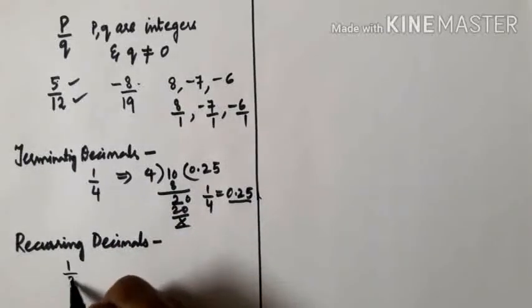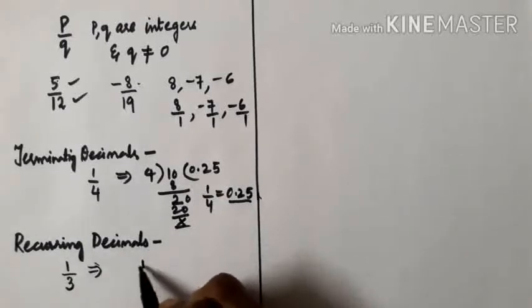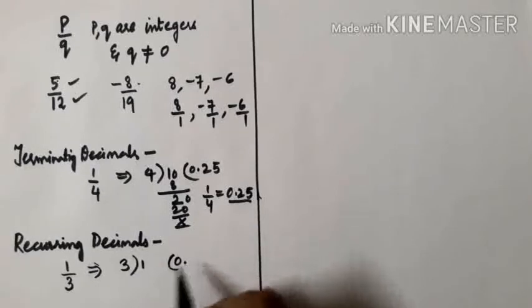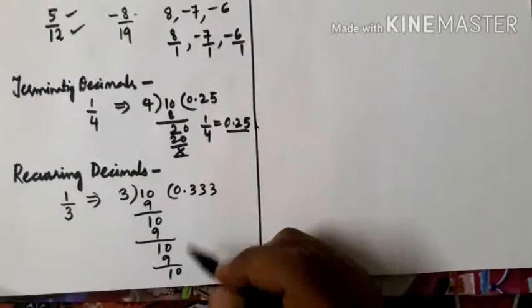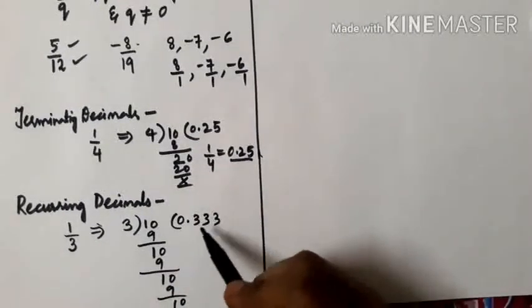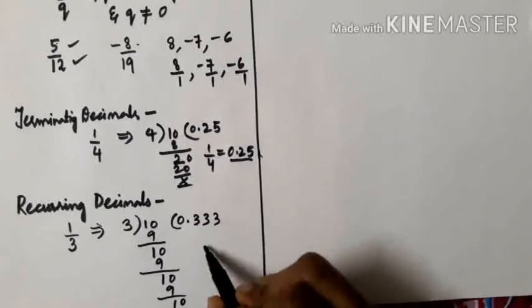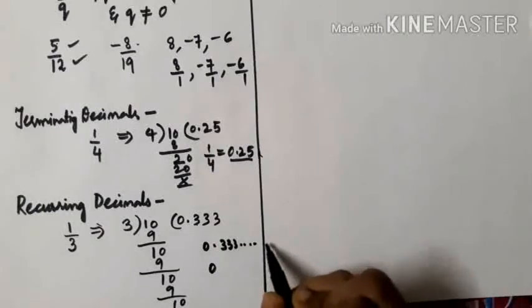Suppose I have, for example, 1 by 3. How can I express this? I just divide by 3, then here 0 point, 0 I am putting, then 3 3s is 9, then again 1 is remaining, then again 0, 3 3s is 9, then again 1, then again 0, 3 3s is 9, so again 1. It is just going on like this, it's not stopping. So a decimal in which a digit repeats, here one digit, so how can you write 0.333 and so on? So 0.333 and so on we are getting.